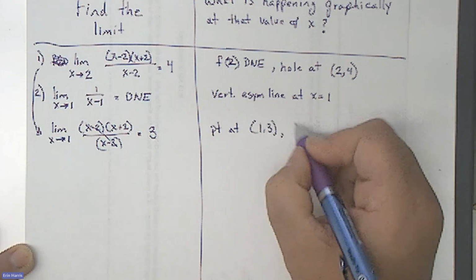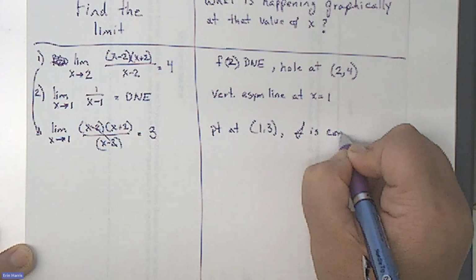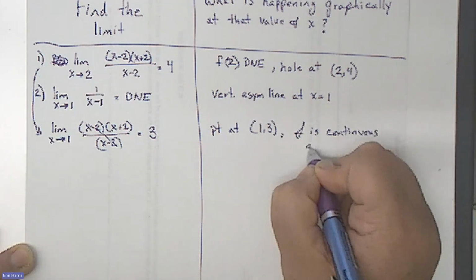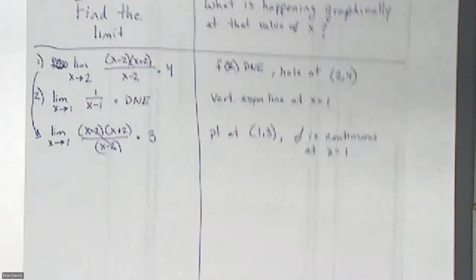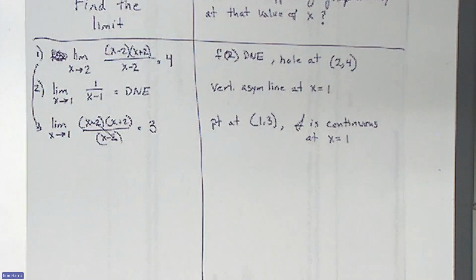Or we could say f is continuous at x equals 1. If we looked at the graph there, it actually looked like a straight line. The reason it looked like a straight line is it was missing 1 pixel, and you couldn't see the 1 pixel in your calculator that was missing. So it just looked like a straight line.